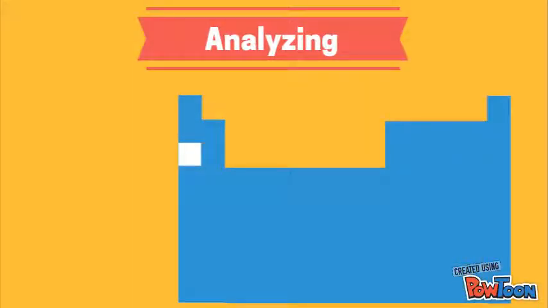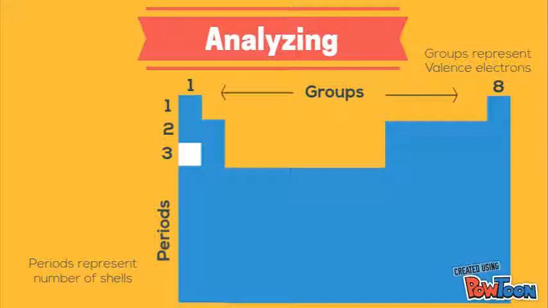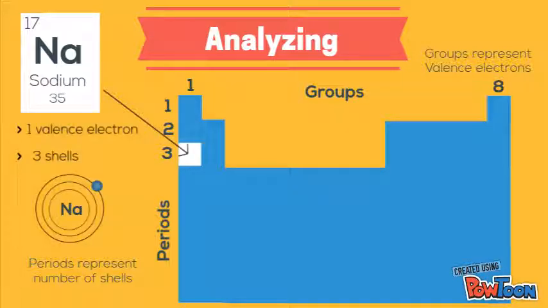Now we will be analyzing periodic tables. In a periodic table, there are groups and periods. Groups are set horizontally, ranging from 1 to 8, and they represent valence electrons. Periods are set across vertically and represent the number of energy levels. So let's look at sodium. Sodium is in group 1, period 3. This means that it has 1 valence electron and 3 shells.